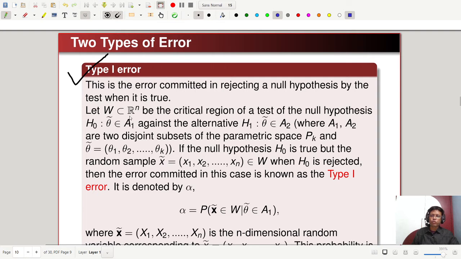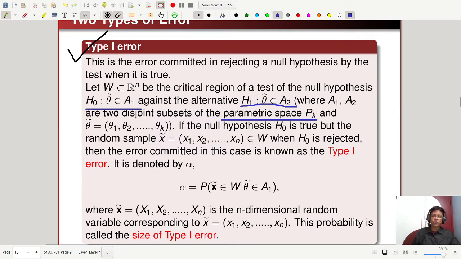Let W, a subset of the n-dimensional space Rn, be the critical region of a test of the null hypothesis H naught: theta belongs to A1, against the alternative H1: theta belongs to A2, where A1 and A2 are disjoint subsets of the parametric space. And theta is the k-tuple, a parametric point of the space.